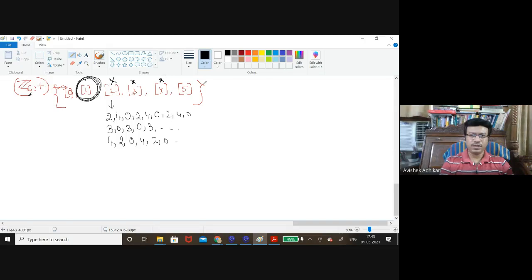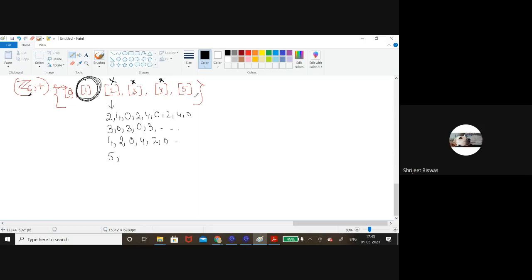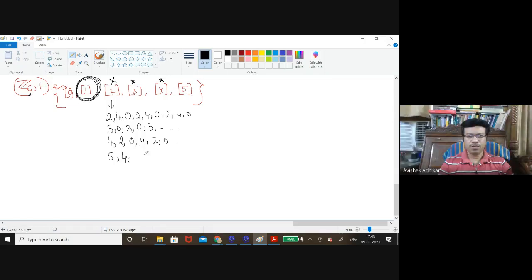What is our last hope? Will 5 be a generator? Let's see. 5, then 10 means 4. Then 9 means 3. 3 plus 5 means 8, which is 2. 2 plus 5 means 7, which is 1. 7 plus 5 means 12, that is 0. So it's giving 0, 1, 2, 3, 4, 5, all the elements.